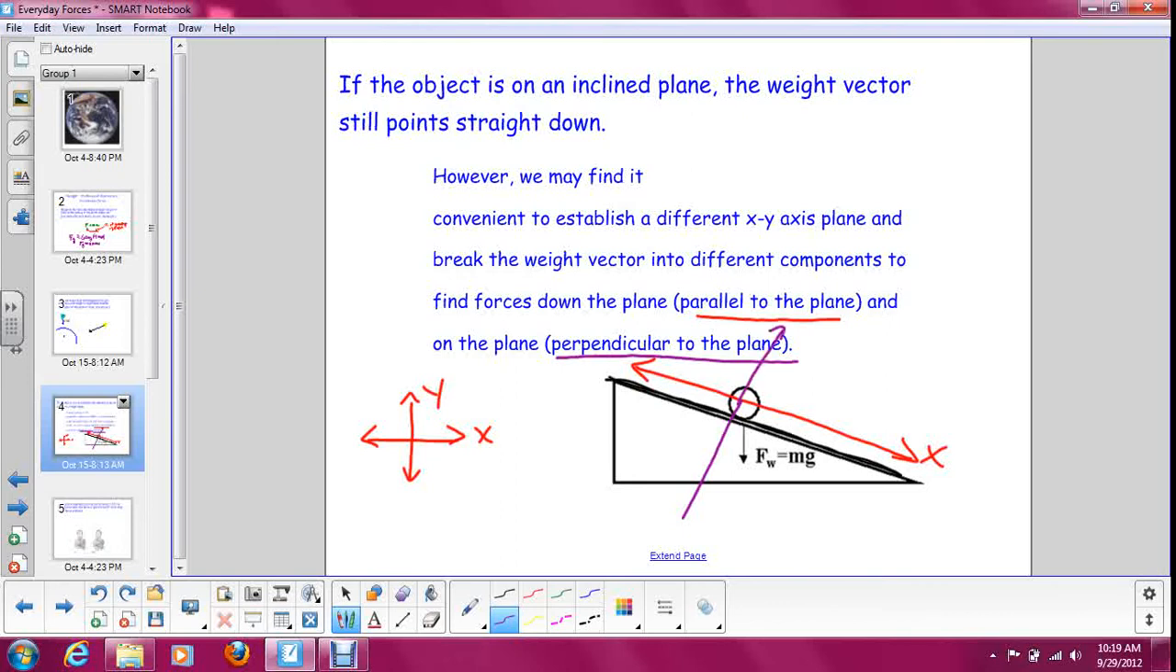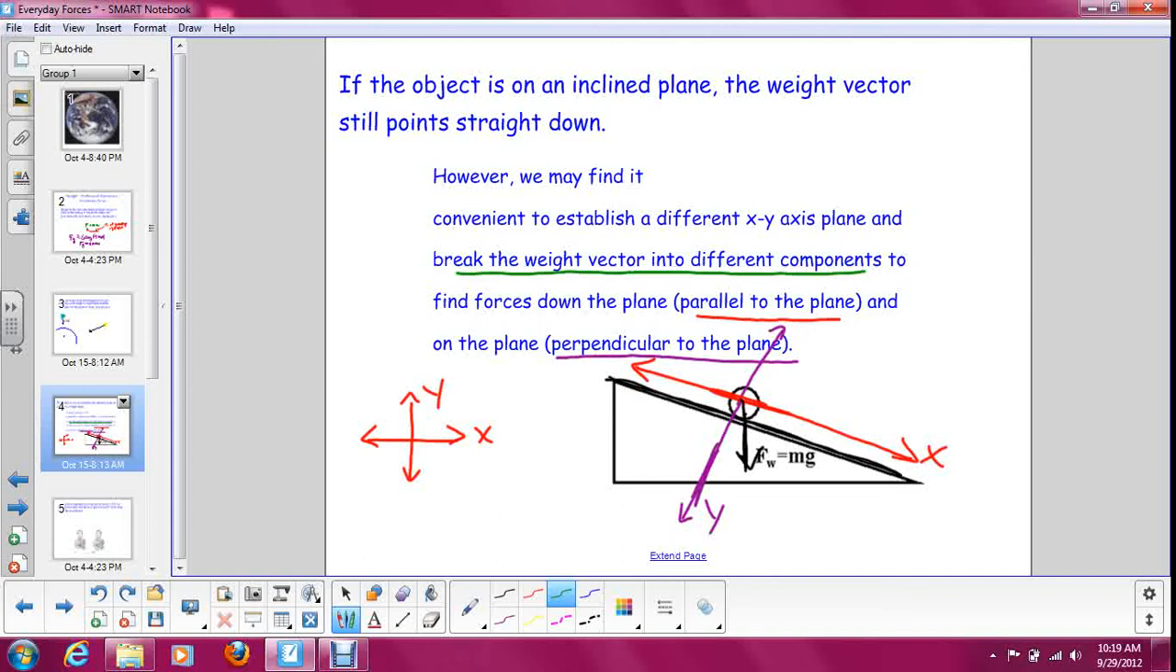So our x and our y always have to be perpendicular to each other, or at a 90-degree angle, but they do not have to point straight up and down and straight side to side. We can tilt them. When we do this, we have to break the weight vector down into components, because now we have our y going this way, and we have our x going this way, and our force of gravity doesn't really match either of those. It's kind of in the middle. So what we need to do is break it down and put it in terms of our new x and y. And the way we do that is using trigonometry.